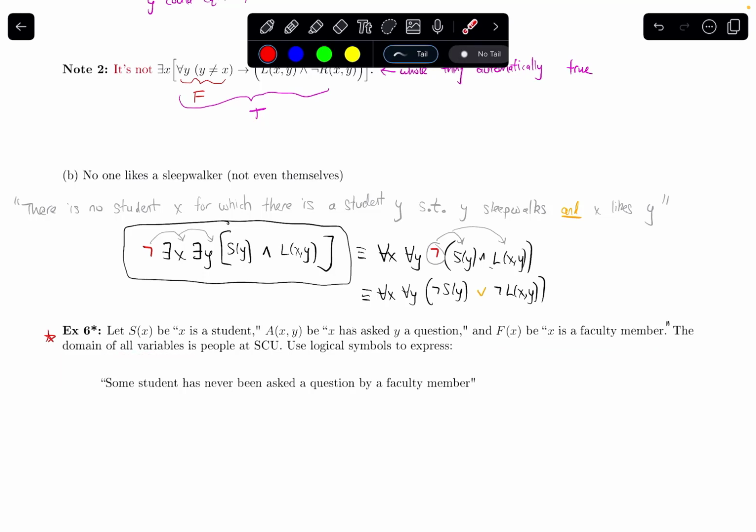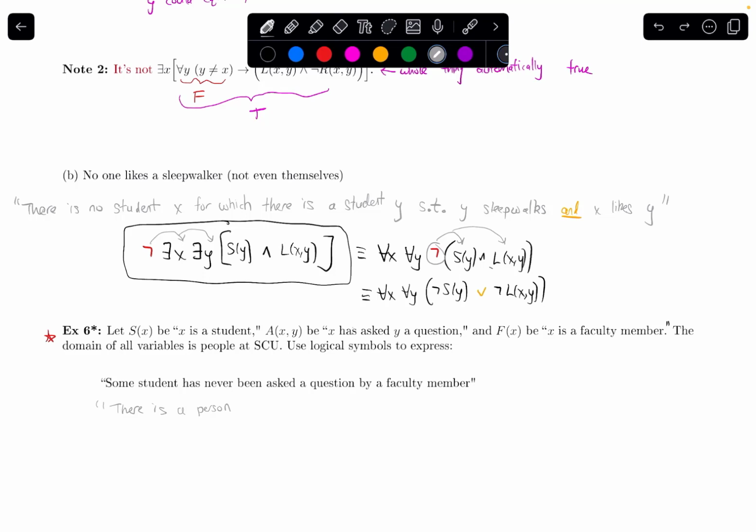Okay, so I want to get this started by breaking down this statement and rewriting it in a way that really makes it clear where the quantifiers are. So I see that it mentions some student at the start. So that suggests I use a there is quantifier. I can't say there is a student because the domain of our variables is people. So what I can say then is there is a person. There is a person, and when I use a quantifier, I have to introduce a variable to go with it. So I'll call it X.